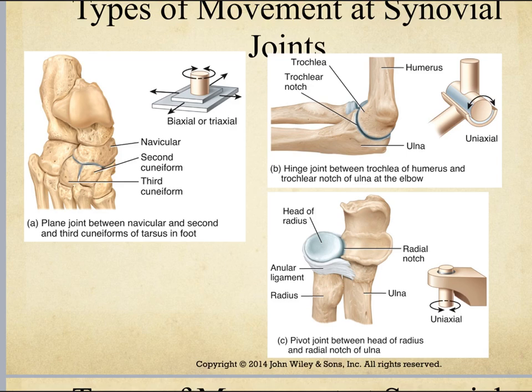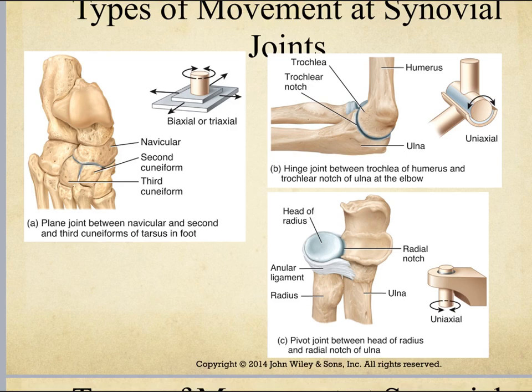Now, while this is not very important for us to master right now, we just want to explain how they work. Plane joints, between the navicular and the second and third cuneiforms of the tarsus of the foot, are biaxial or triaxial joints. They move on a plane, up, down, left, and right, or twisting a little bit, giving us a little rotation. Our hinge joint is uniaxial, like the elbow, right? Think about your elbow. You get flexion and extension only, so we pair like motions. So this is a uniaxial joint.